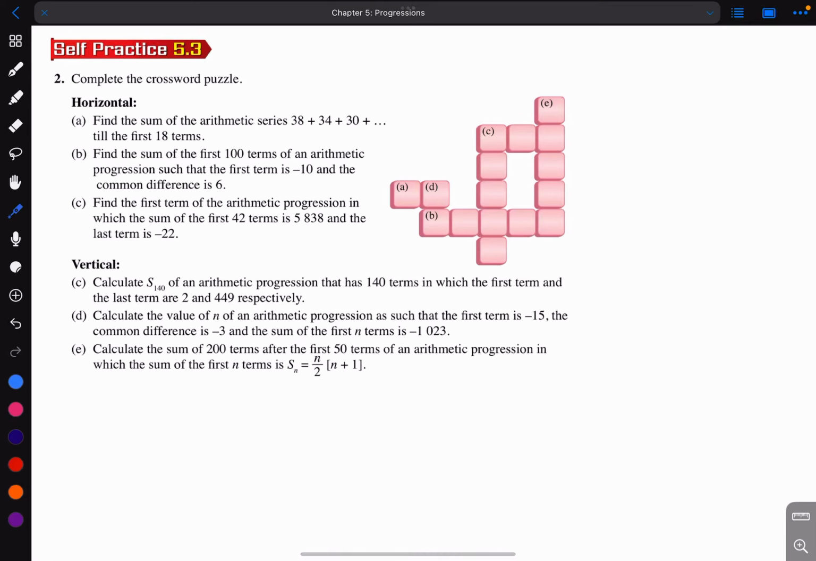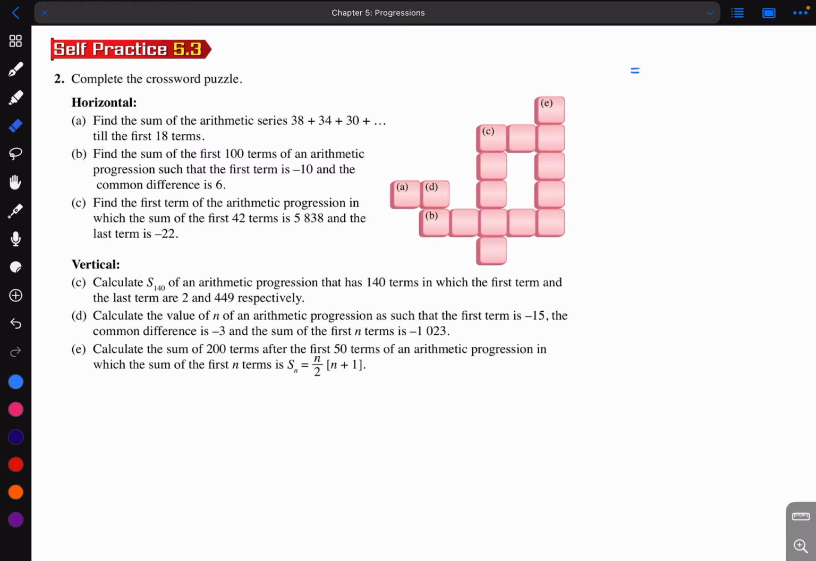Self-practice 5.3, question 2. Here we have a crossword puzzle. Okay, so let's try to do the horizontal ones first. A. Find the sum of the arithmetic series till the first 18 terms. So we need to find S18.